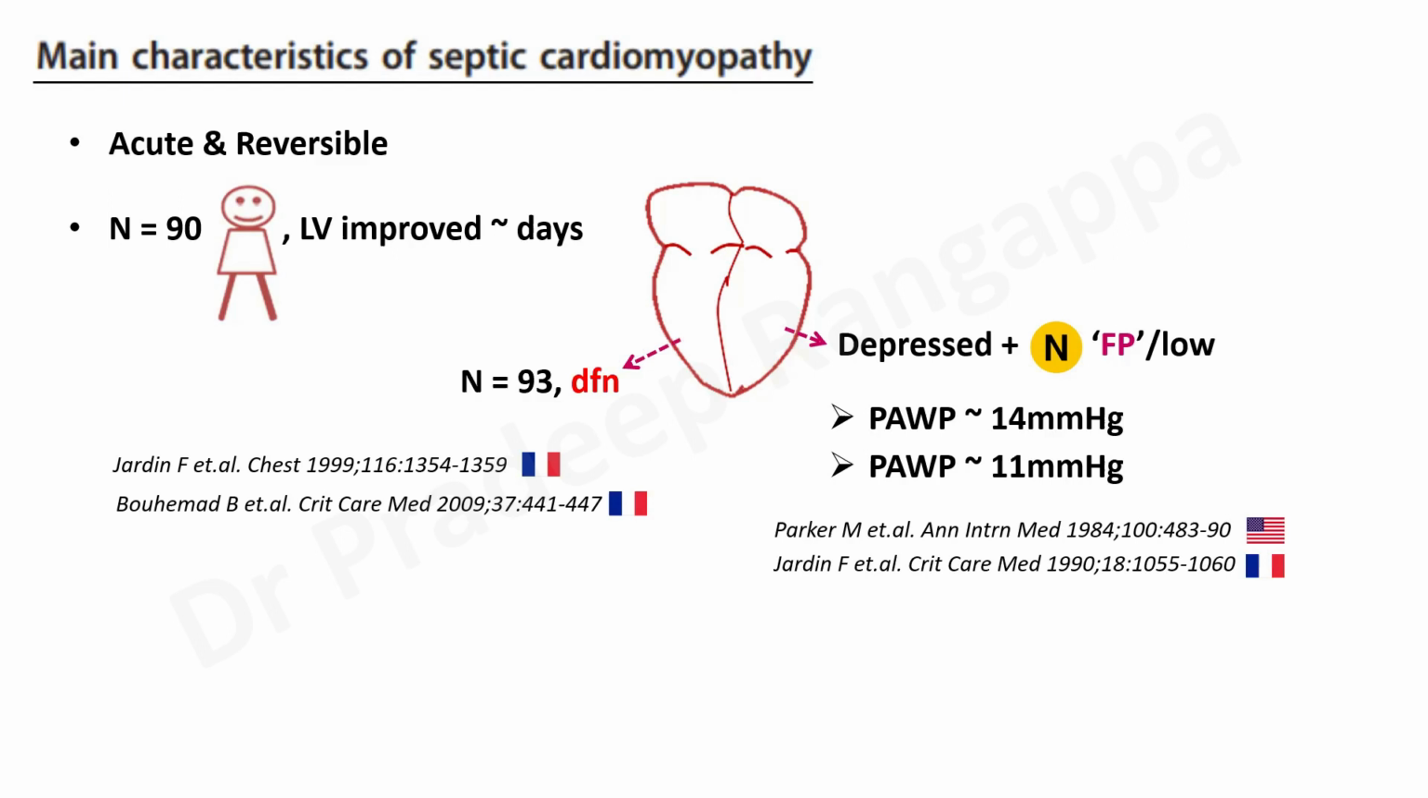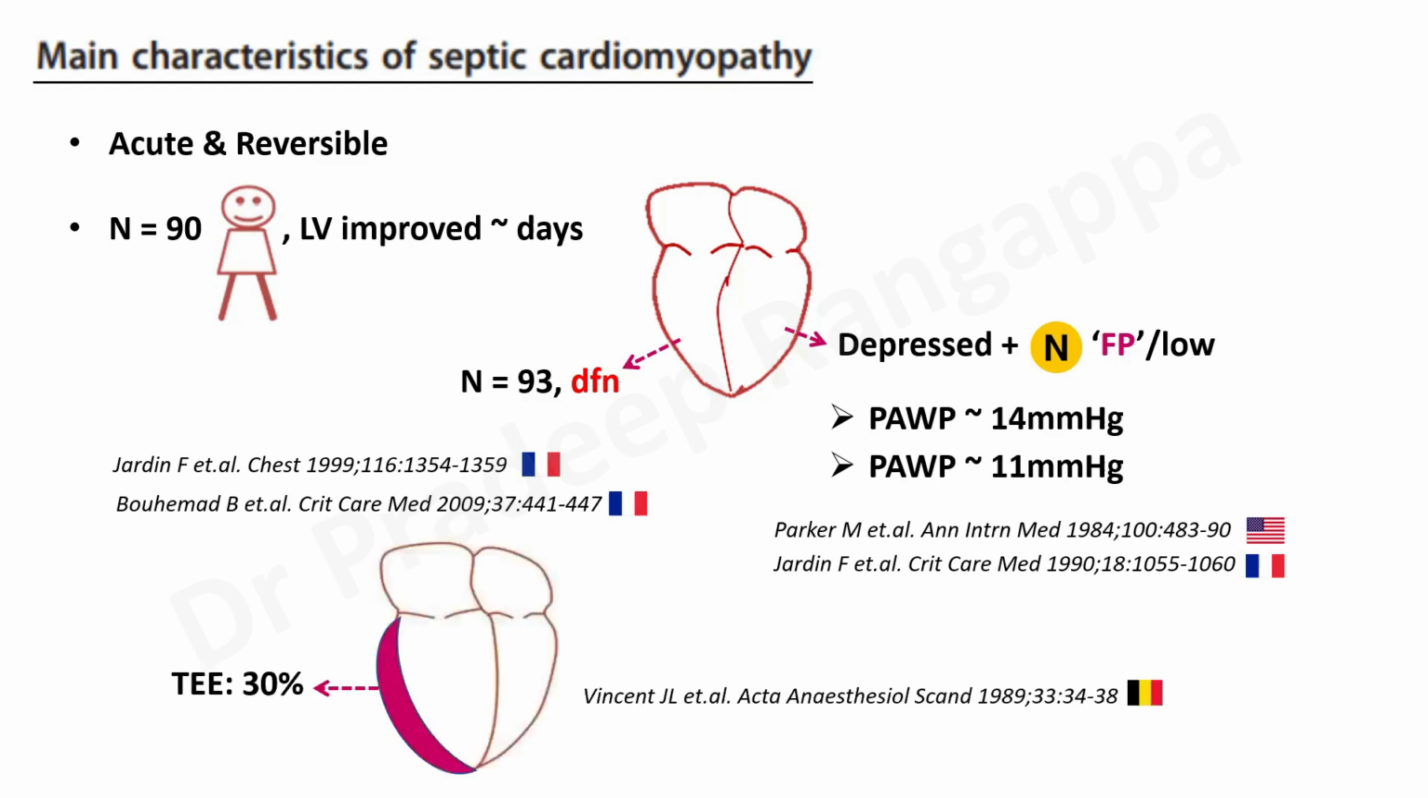And in another study, they showed that RV dysfunction can also be significantly present along with the LV dysfunction. This was a study from Belgium where they showed that RV dilatation happens in 30%, which was recognized when they did transesophageal echo. RV dysfunction with pulmonary artery hypertension was also present in these patients.